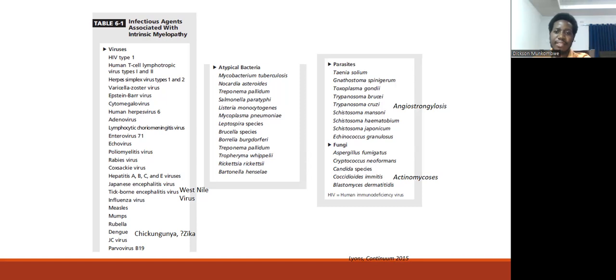Then parasites, I think worthwhile of mentioning here is Schistosoma, of course, mansoni, because we have a high burden of schistosomiasis. It would be a worthwhile posit that there would also be a fair amount of spinal cord schistosomiasis as well.